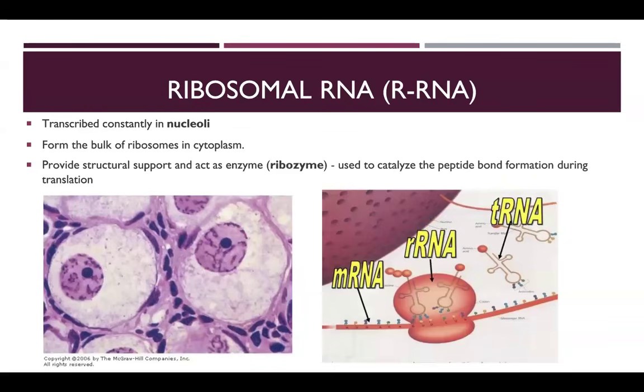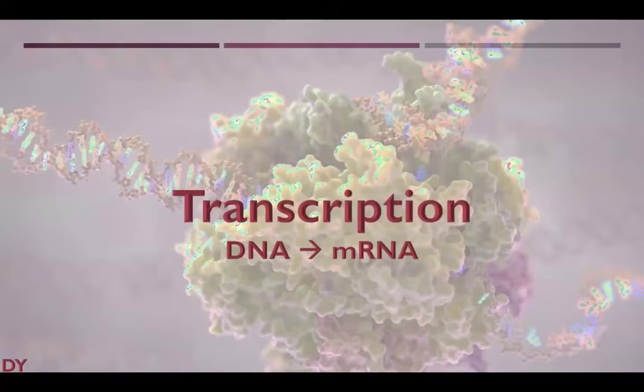Lastly, you have your rRNA, which is your ribosomal RNA. It's transcribed constantly in your nucleoli, which helps form the bulk of ribosomes within your cytoplasm. Because you have free-floating ribosomes in your cytoplasm, and rRNA can act as structural support and act as an enzyme to help catalyze the formation of peptide bonds during translation between the amino acids.